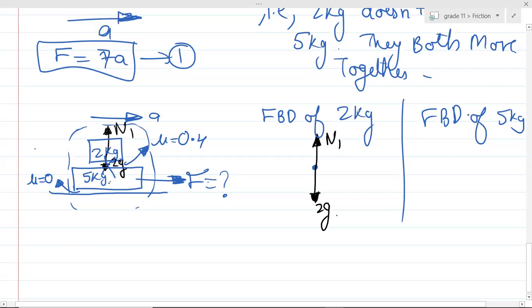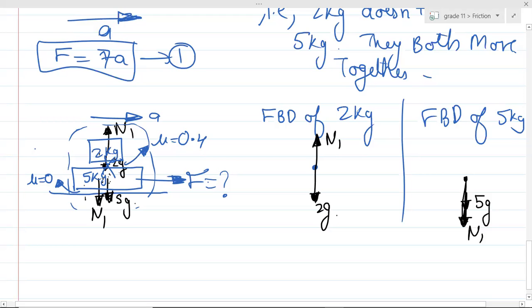Now similarly, FBD of 5 kg. It will have 5g downwards. Is this the weight of 5 kg? The normal reaction which 5 kg applied on 2 kg was in the upward direction. So similarly, 2 kg will apply a force N1 on 5 kg in the downward direction. Can you see the N1 which was acting on 2 kg in the upward direction? The same N1 acts downward on the 5 kg because of Newton's third law. Is it clear?